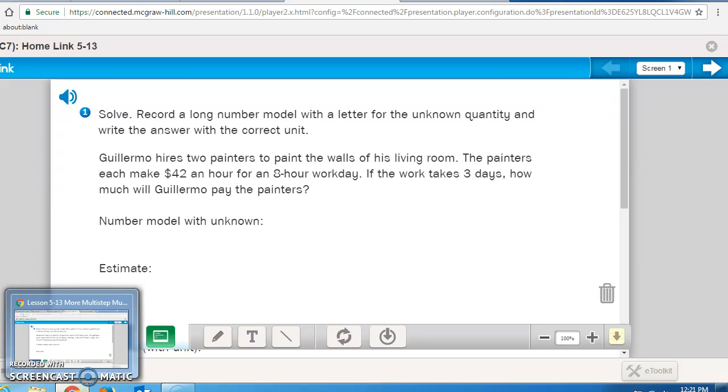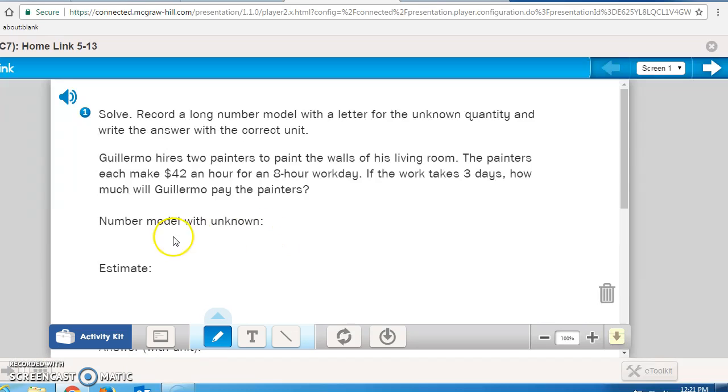Guillermo hires 2 painters to paint the walls of his living room. The painters each make $42 an hour for an 8-hour workday. If the work takes 3 days, how much will Guillermo pay the painters? So remember, you're doing your estimate and your number model. So your number model with the unknown should look something like this.